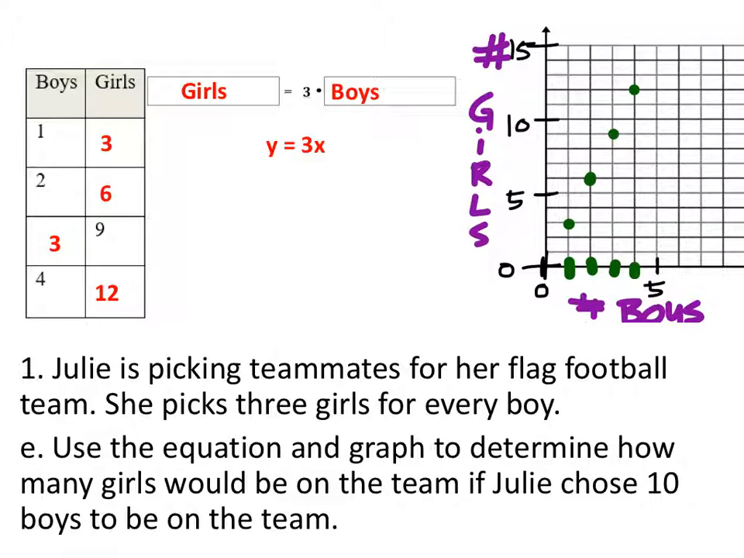So I'm going to use the equation that y equals 3x, and y represents the number of girls on the team, x represents the boys. For part E, it tells us specifically that the number of boys on the team is 10. So I'm going to replace the x with 10, which means my new equation is the number of girls will be equal to 3 multiplied by the 10. And that then would be 30. So y equals 30, but y represents girls. So that would be 30 girls on the team if there's 10 boys on the team.